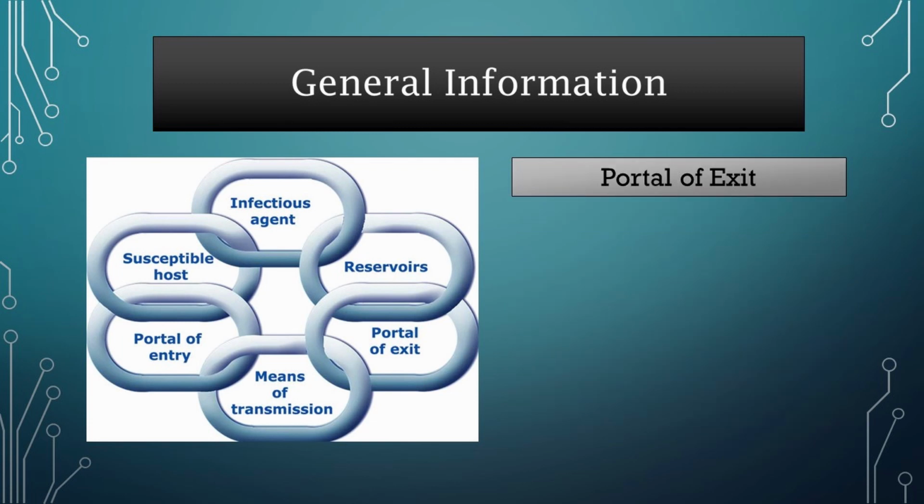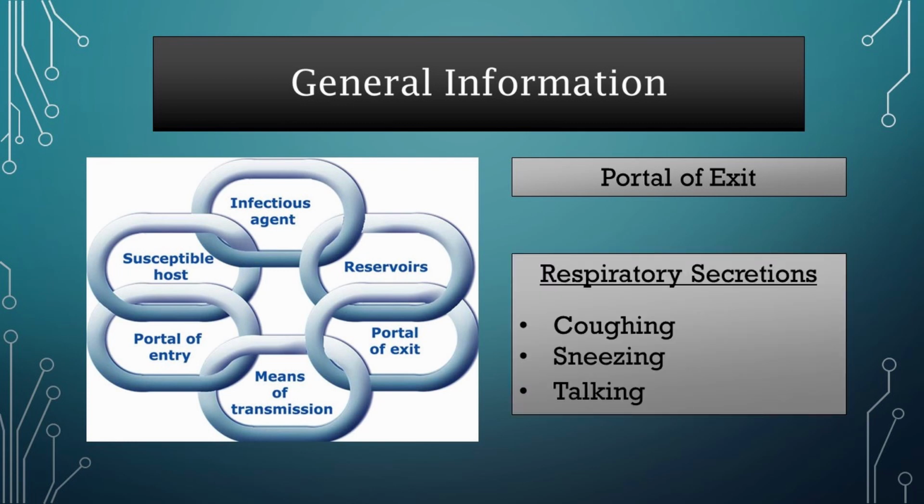The portal of exit in the chain of infection is the path by which a pathogen leaves its host to infect others. For COVID-19, the portal of exit includes the respiratory tract via respiratory secretion. This happens when a patient coughs, sneezes, or talks.